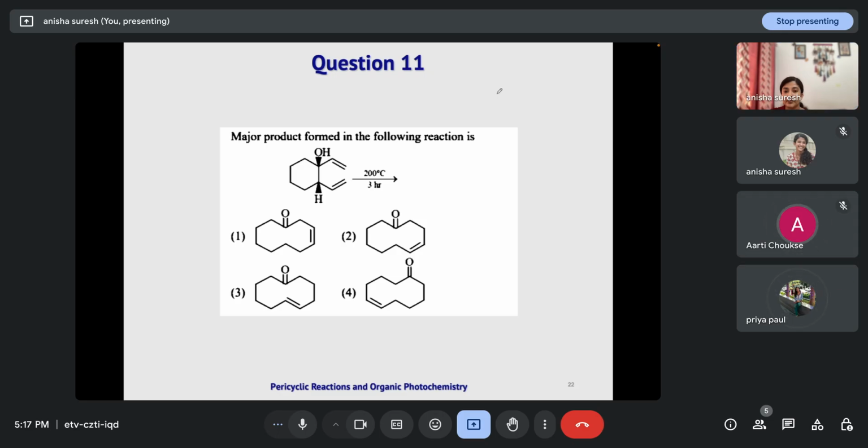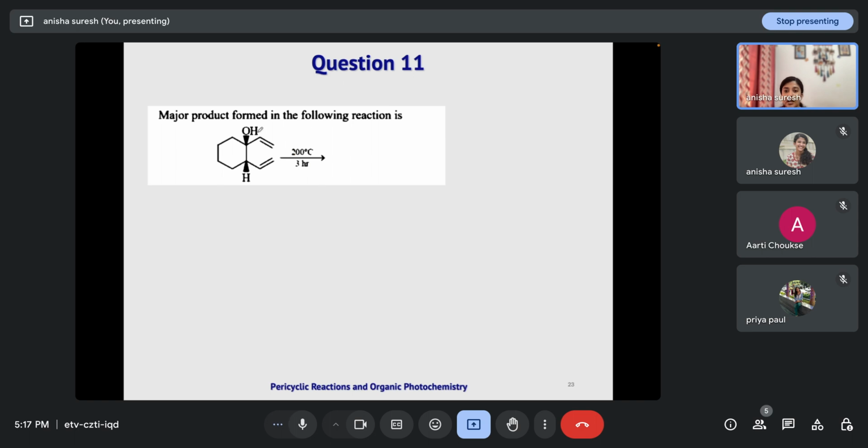Option 1, option 2, option 3. Option 3 will be the right answer. So this is a system that will undergo an oxy-Cope rearrangement. So 3, 2, 1, 1, 2, 3. It will undergo a 3,3-sigmatropic oxy-Cope rearrangement resulting in the formation of this intermediate, I will draw here.